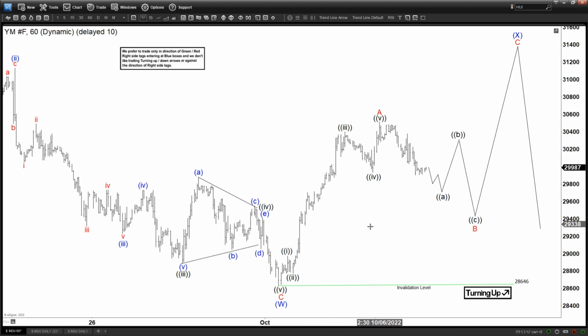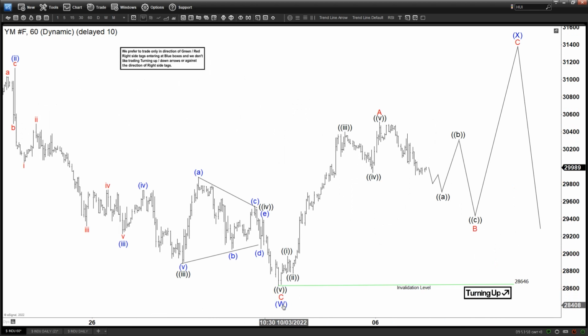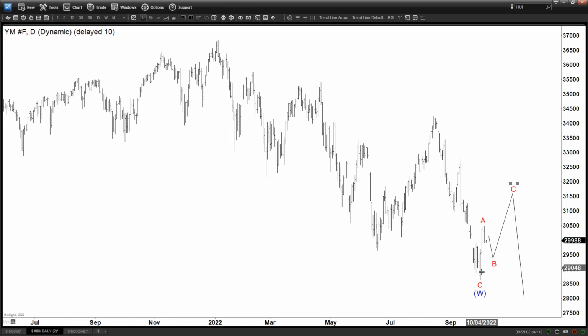and try to understand the pattern and structure in the larger time frame. I will copy some of the labels from the 1 hour into the daily time frame. So I'm going to copy the C, W, and A and B into the daily, and that's exactly where we are here: W, A, B, C finishing X. If you look at the daily, it is the same as the one that you see in the 1 hour time frame.